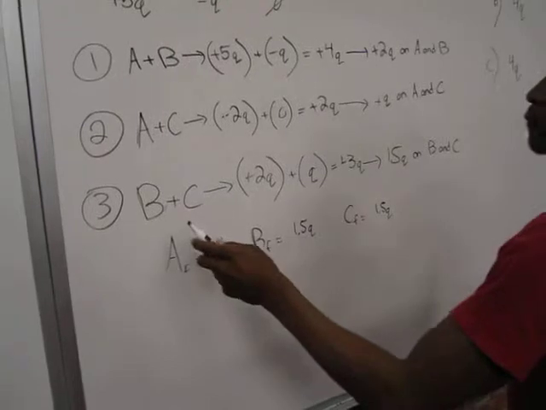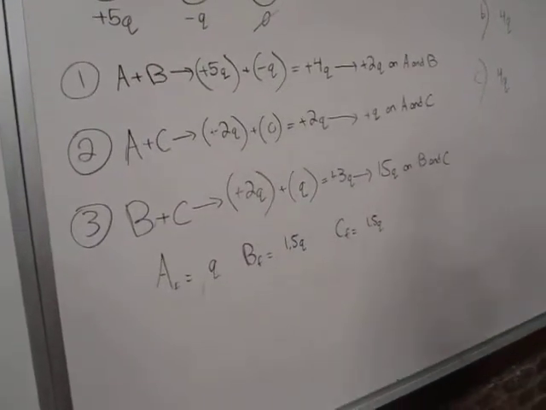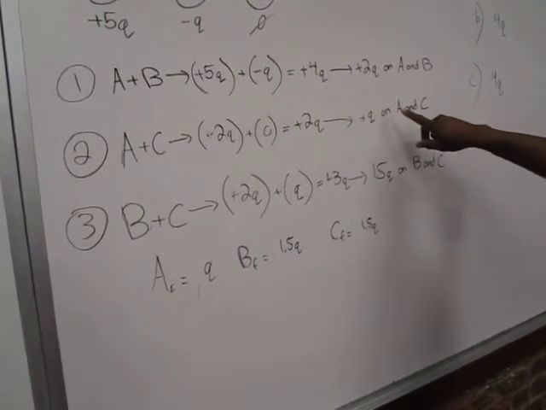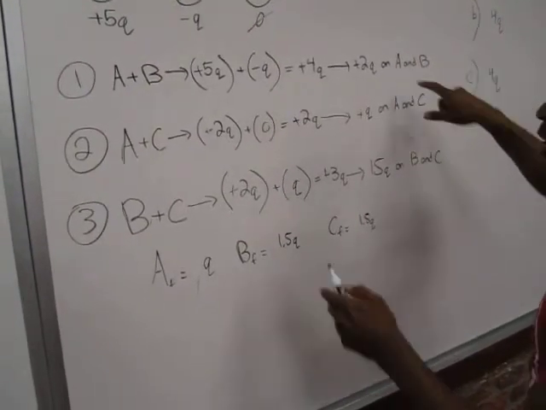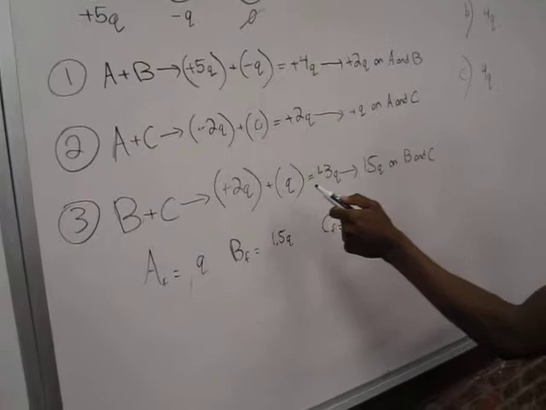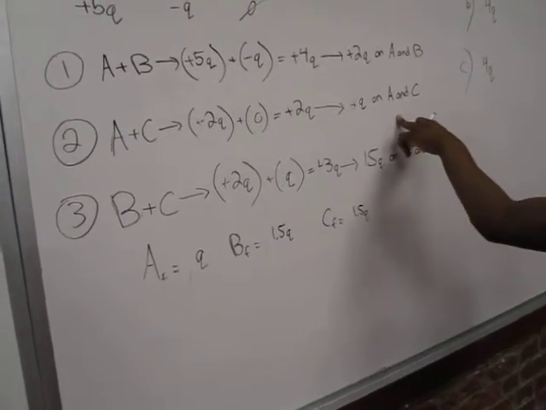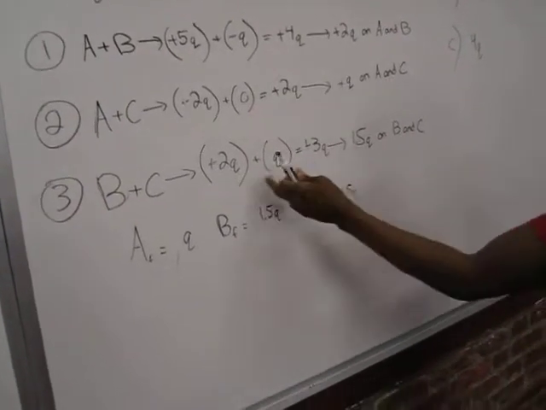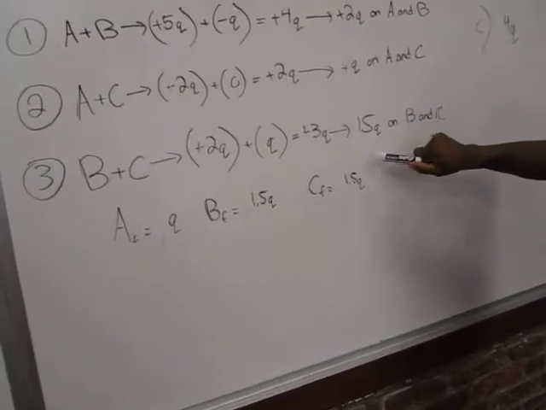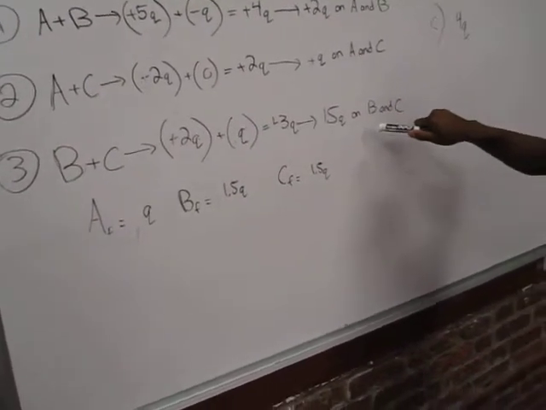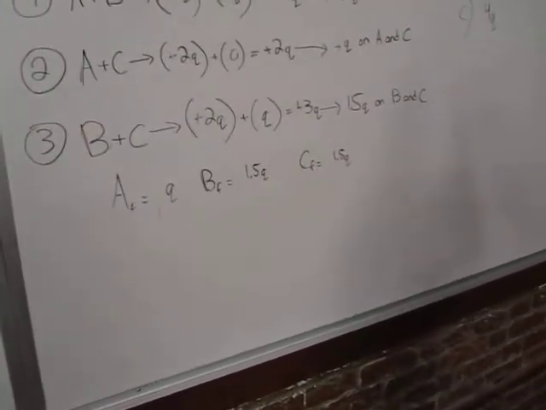And in the third step, spheres B and C are touched together, and from the first step, we know that the charge on sphere B is plus 2Q, and from the second step, we know that the charge on sphere C is just Q. So you add them together, you get a charge of 3Q between them, and once they're separated, they have a charge of 1.5Q for both B and C.